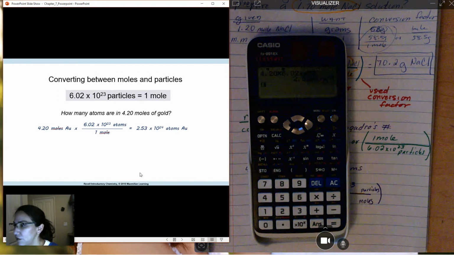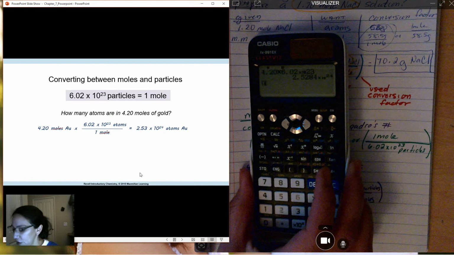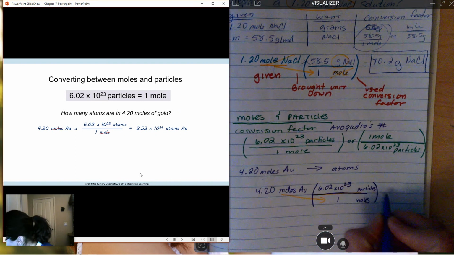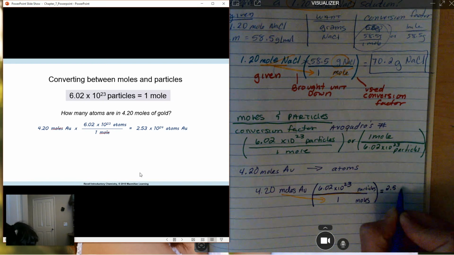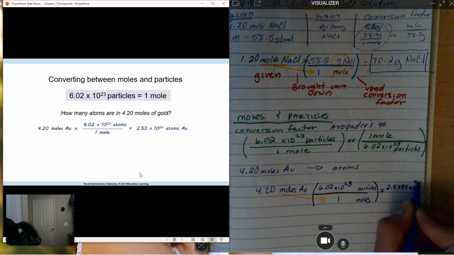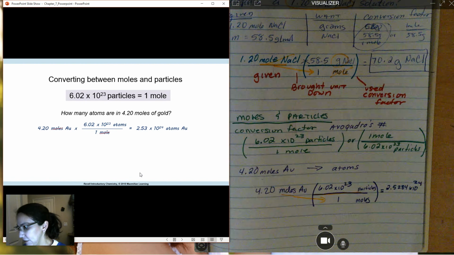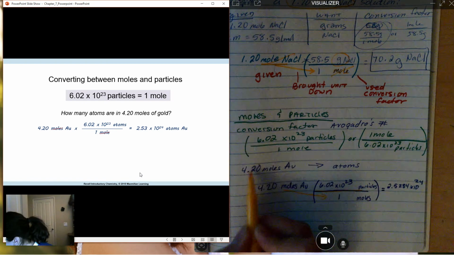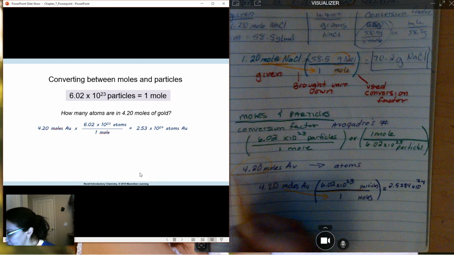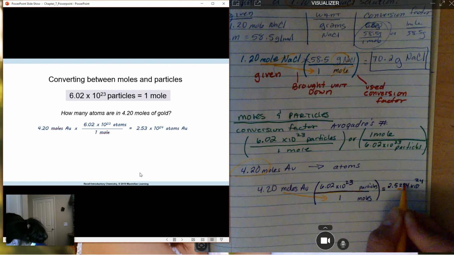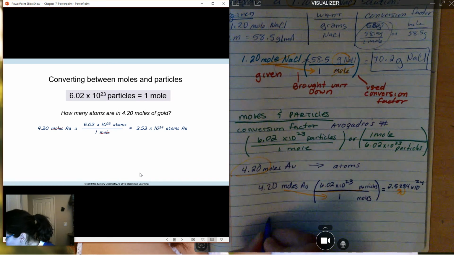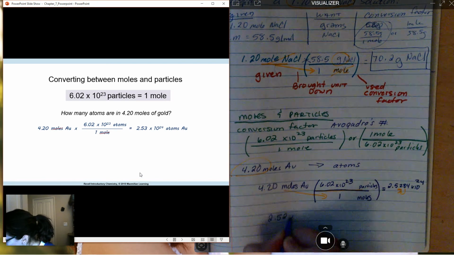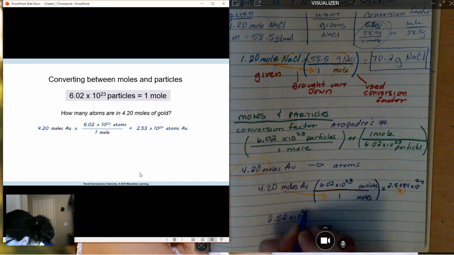2.53 to the 24th power. So my final answer was 2.5284 times 10 to the 24th power. Right? Now let's look at significant figures. We have 3 significant figures as our given, so my answer has to go in 3. That's where this 8 is going to round that 2 up. So therefore my final answer should be 2.52 times 10 to the 24th.